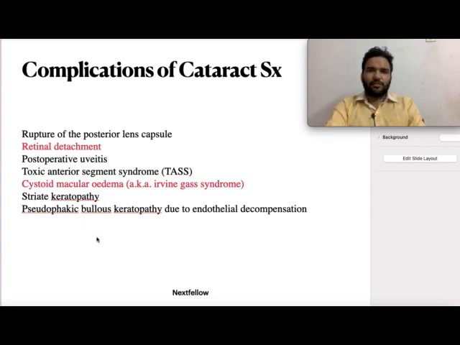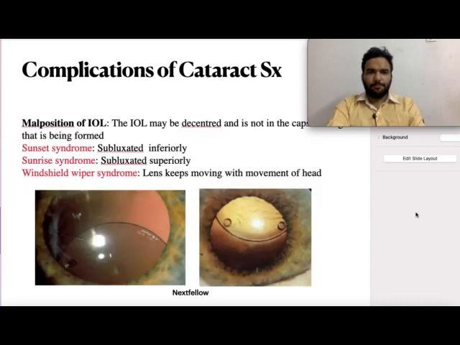Striate keratopathy, that's because of endothelial damage. This is endothelial decompensation. If there is total endothelial decompensation, then you will have pseudophakic bullous keratopathy, which is a little dangerous condition, and in this case we have to do corneal transplant, which is not good.